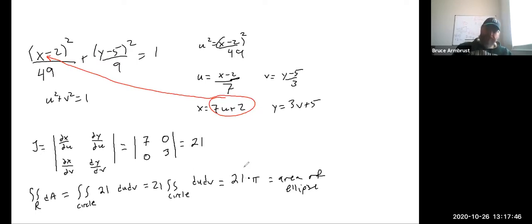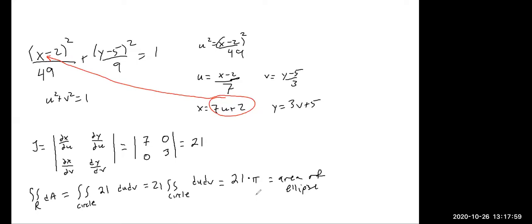But check this out. Let's make this generic. Let's just make this really, really generic. Actually, before I go there, we all good? You kind of see how we got 21 pi? Yeah. Okay, so let's make this super generic.